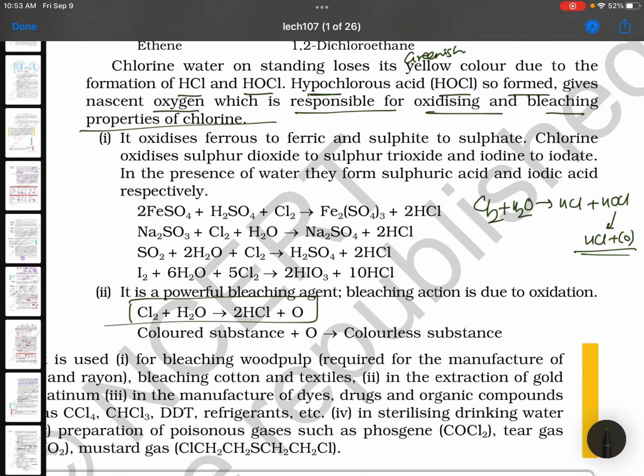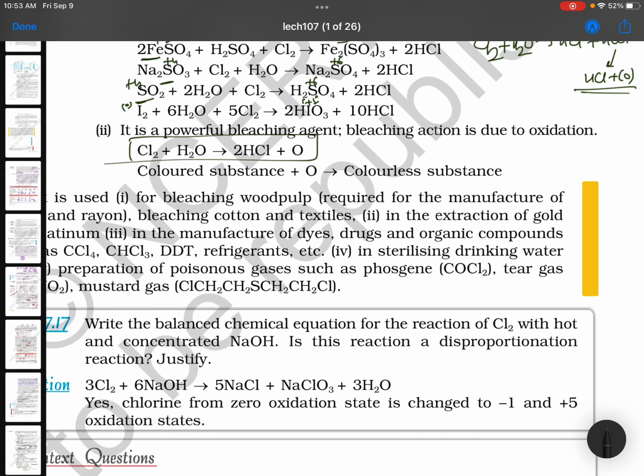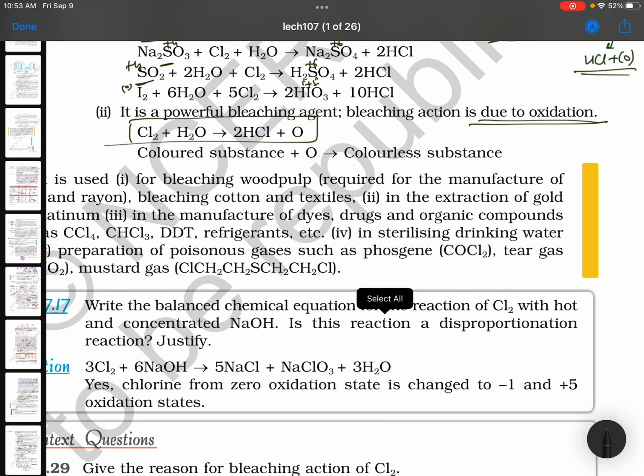It oxidizes ferrous to ferric, sulfide to sulfate. Chlorine oxidizes sulfur dioxide to sulfur trioxide, iodine to iodate. So in all these reactions, ferrous is converted to ferric, sulfide is converted to sulfate, sulfur dioxide is converted to sulfuric acid, iodine is converted to iodate, iodic acid. It's a bleaching agent due to oxidation. Yesterday we were discussing sulfur dioxide. Sulfur dioxide bleaches because of reduction. This is because of oxidation.